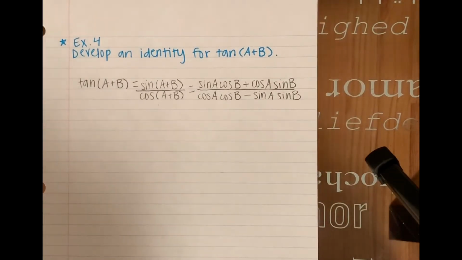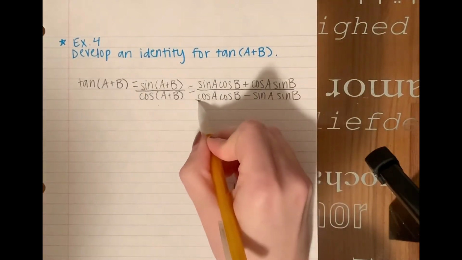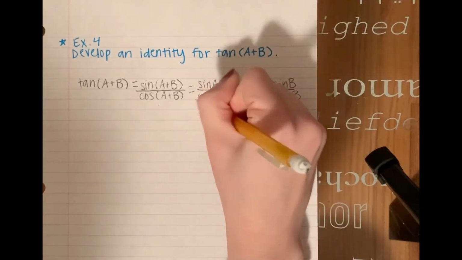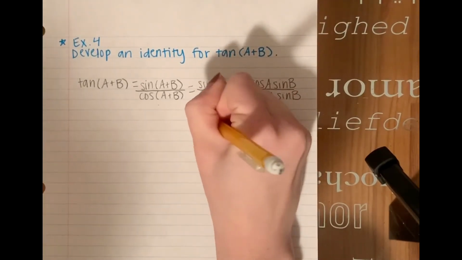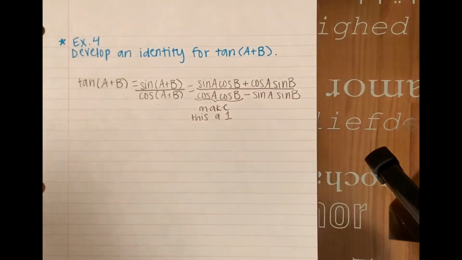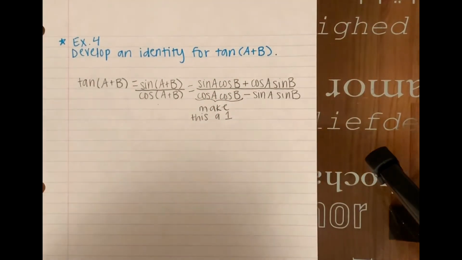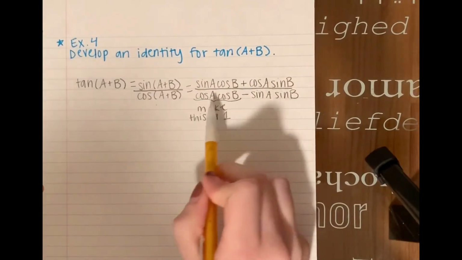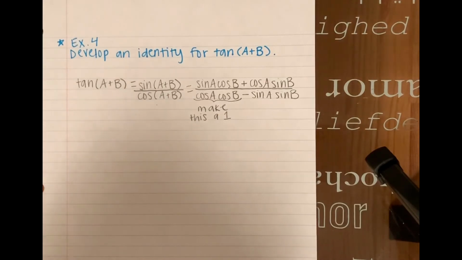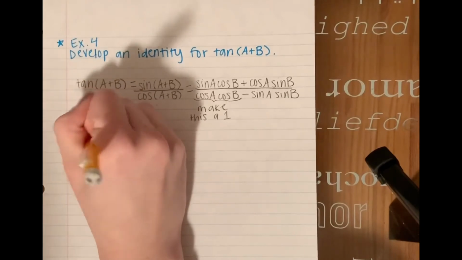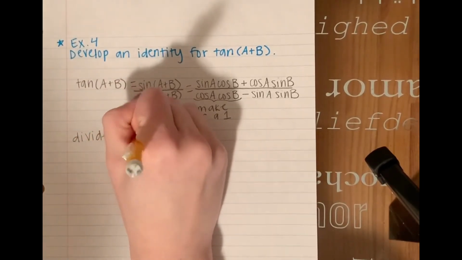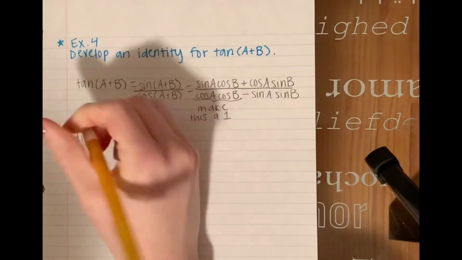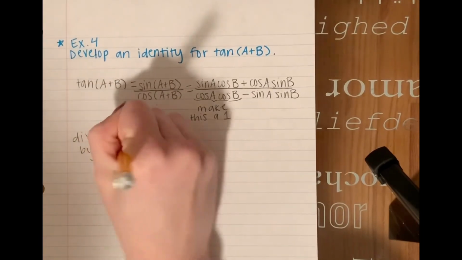Now the next part's a little bit weird, but your goal for the next part is to do whatever you need to do to make this part right here a 1. There are other ways you can do this, but this is how we're going to do it in this class. So in order to find your tangent identity, we have to make this cosine A cosine B a 1. That means we're going to divide everything by cosine A cosine B.